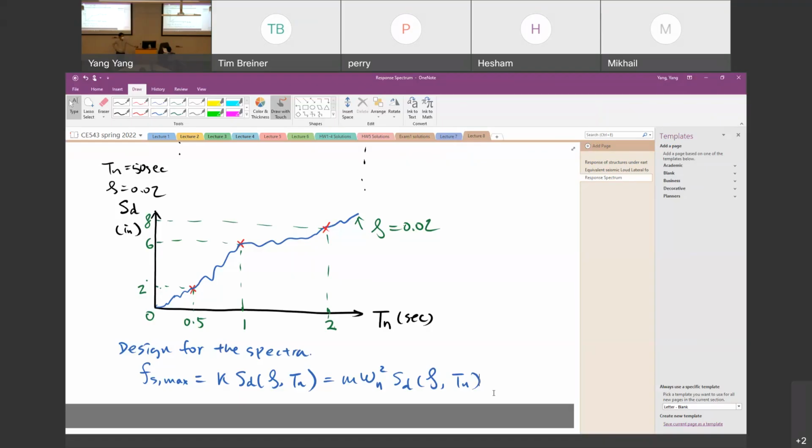And if you look at the IBC code, AASHTO code or AISC code, typically for buildings or bridge structures made from steel or concrete, we may be able to use a 2% or 3% damping ratio when you do design. And that's close enough to the real case.